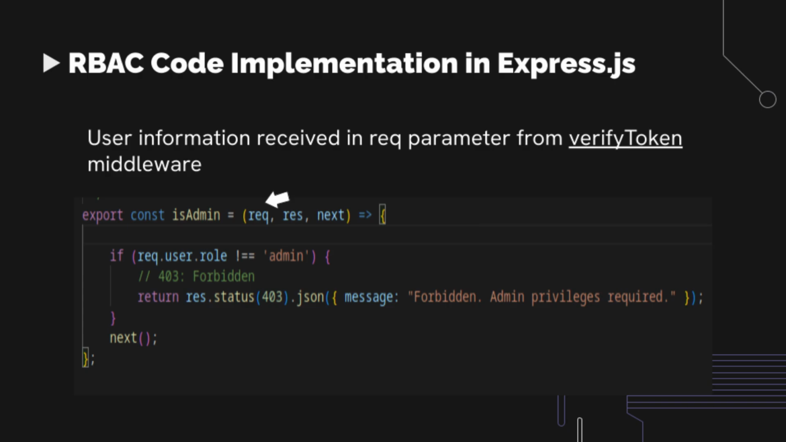So it's necessary that the verify token middleware must run before the isAdmin middleware. If the value received is admin, the request is allowed to continue. If the user role is not admin, the backend immediately returns an error response.